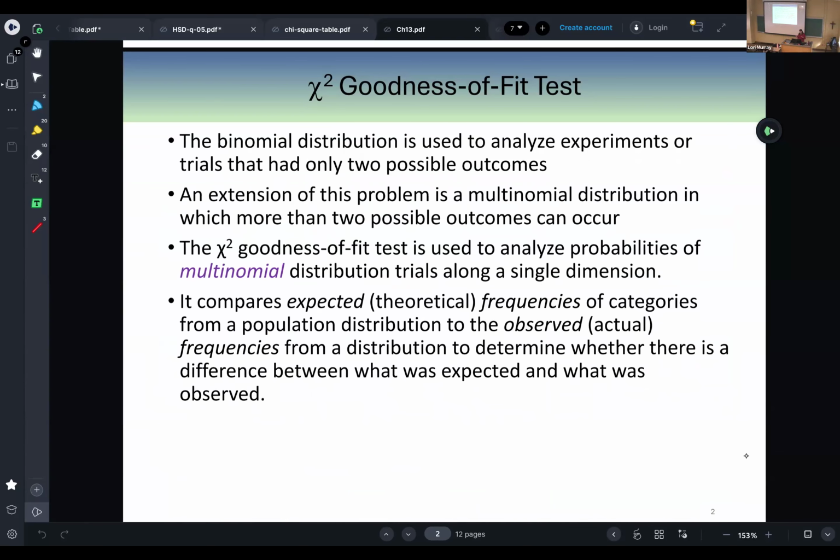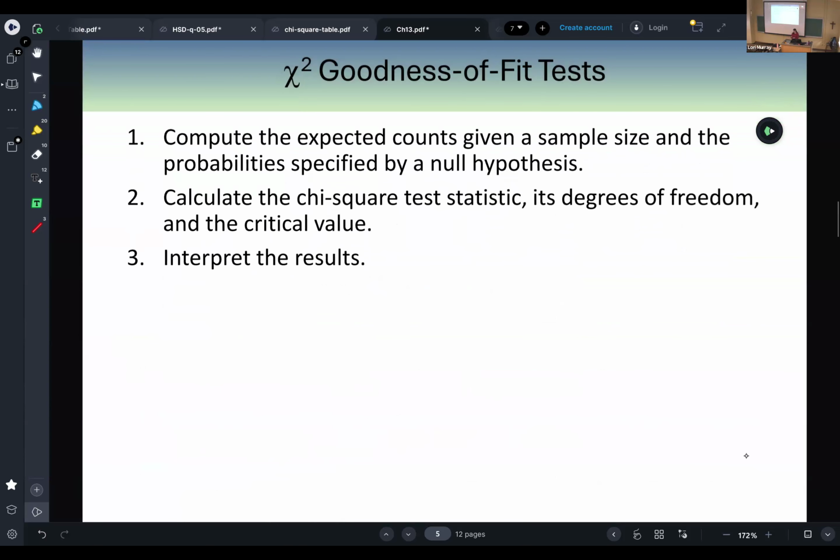And we'll look at an example. So it's pretty short. We're going to have a short lecture today because there's only 2 examples in this chapter, and then we'll do a short intro to linear regression. Okay, so the goodness of fit test. Step 1, compute the expected counts given a sample size and the probability specified by the null hypothesis. I'll show you how we do that. Step 2, we calculate the chi-square test statistic, its degrees of freedom, and we get the critical value.